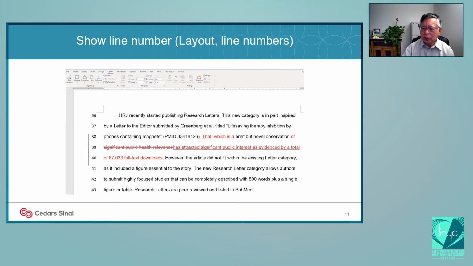So I would recommend line numbers. I don't think any journal prohibits it, but if they do, of course, don't include it. But Harvard specifically requested it, although some authors just ignore it.